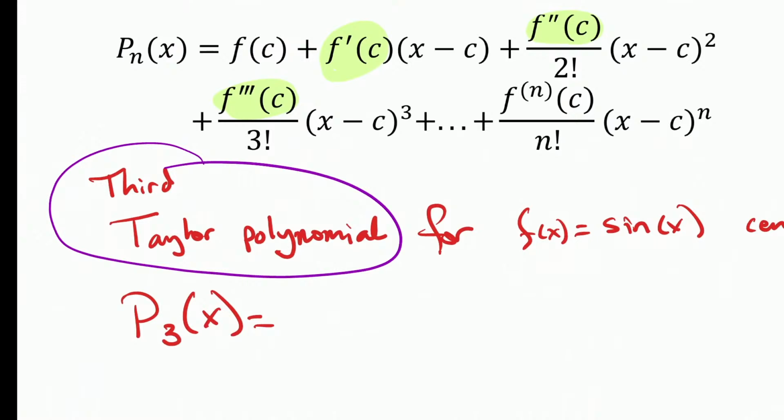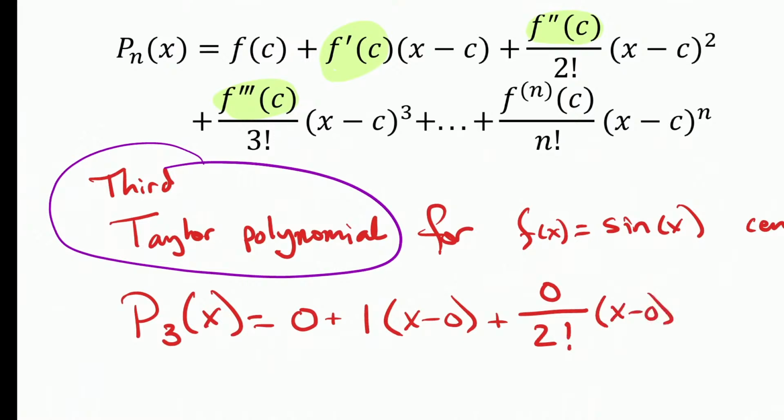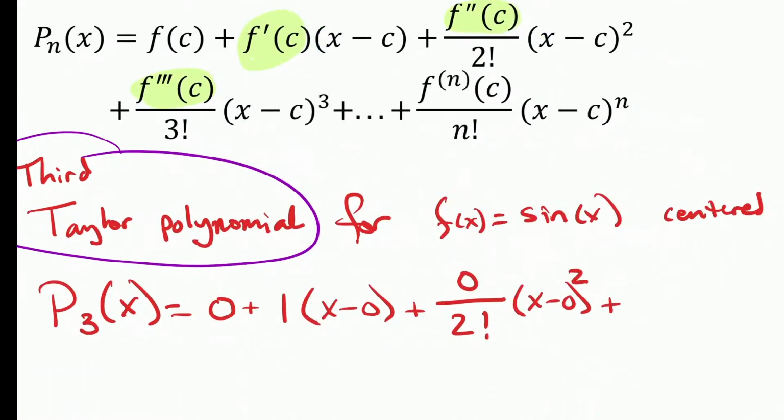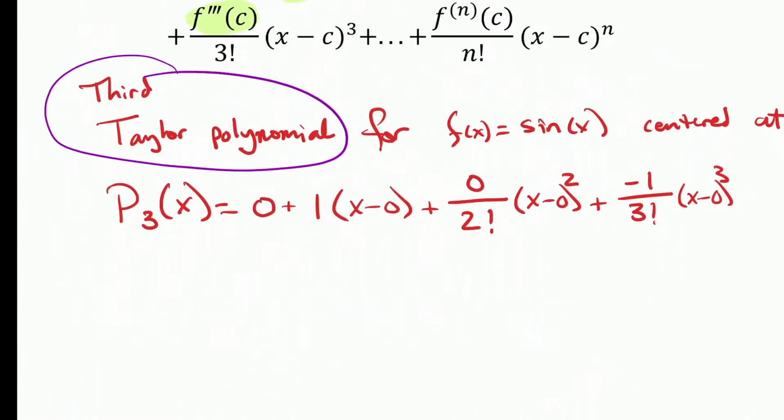So f of c, that's f of 0, that's 0. f prime of c, that would be f prime of 0, was 1 times x minus 0. And then the second derivative was 0. I know this is kind of unnecessary, but I'm going to write it anyway. And then the third derivative was negative 1, if my memory serves me correct, times x minus 0 cubed. I'm going to clean this up because there's no reason for me to have all these zeros lying around. I've got x minus 1 over 6 times x cubed.